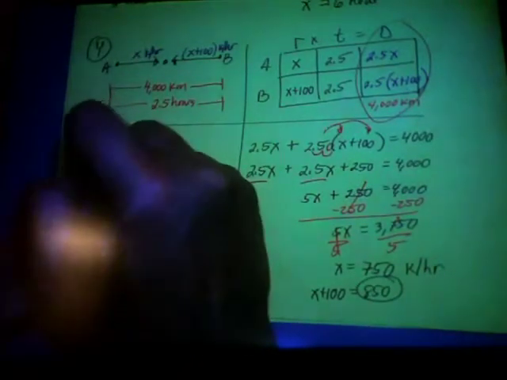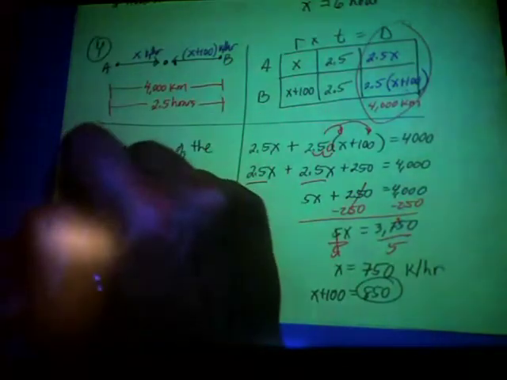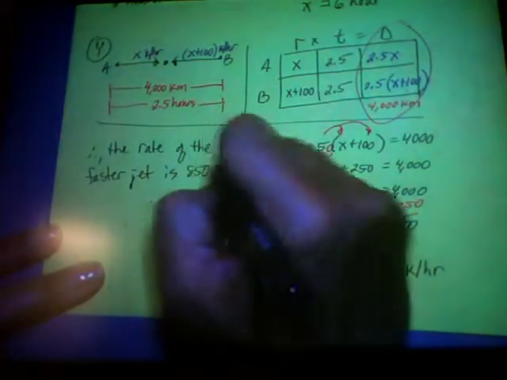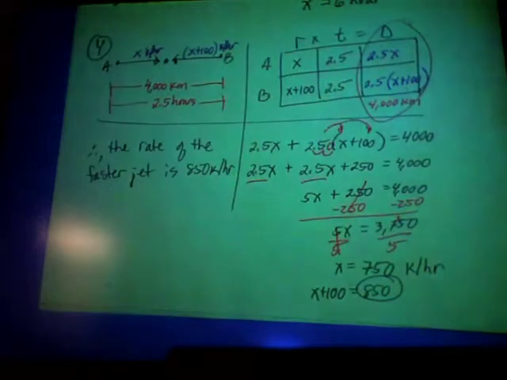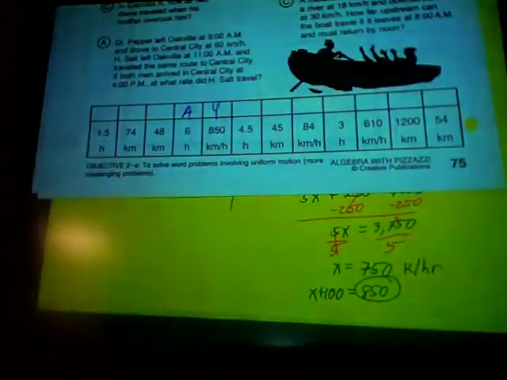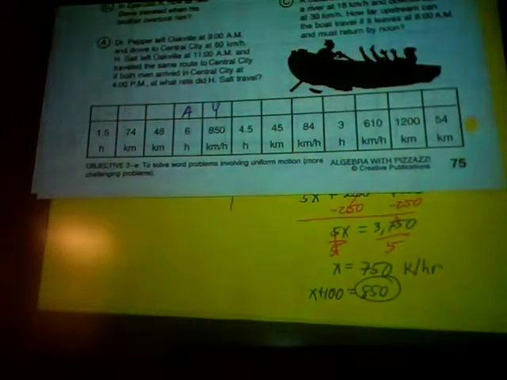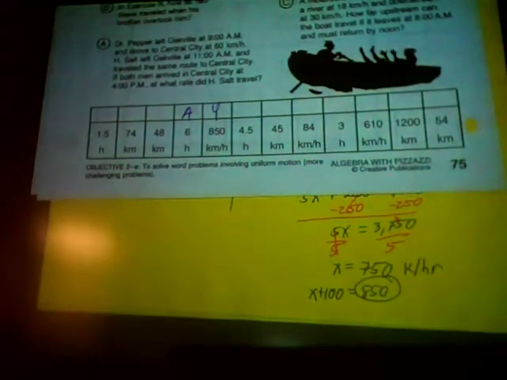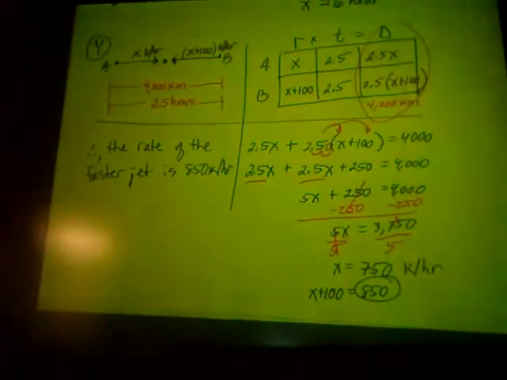So therefore, the rate of the faster jet is 850 kilometers per hour. So answer that question with a complete sentence. Then go down to your answer, find 800 kilometers per hour right here, and what are you going to put above it? OY. So you have AY. Okay, so you've got 2 that are like that.